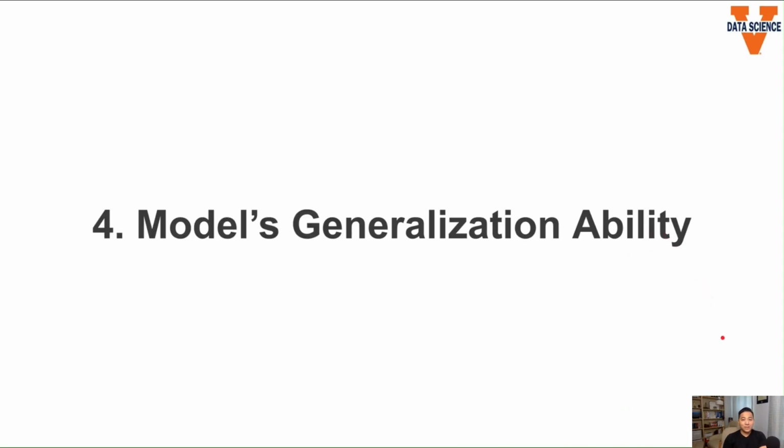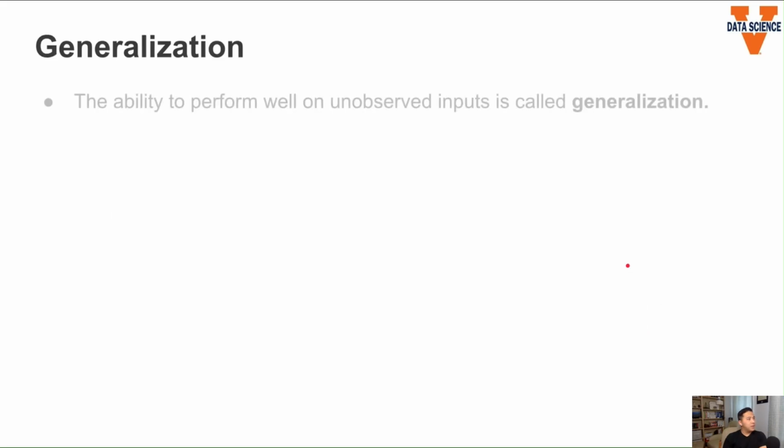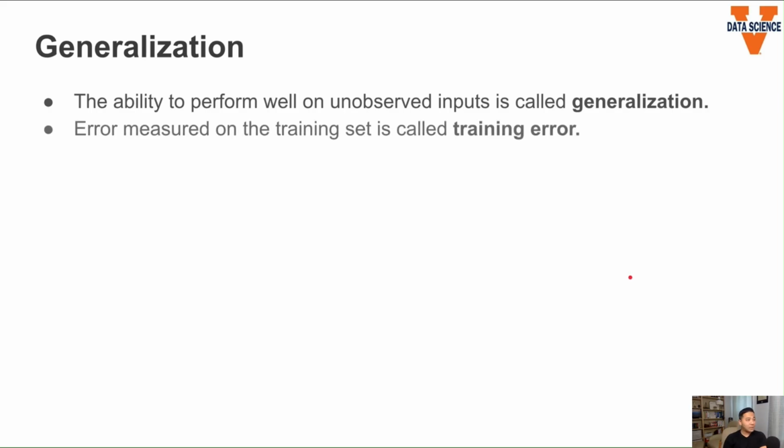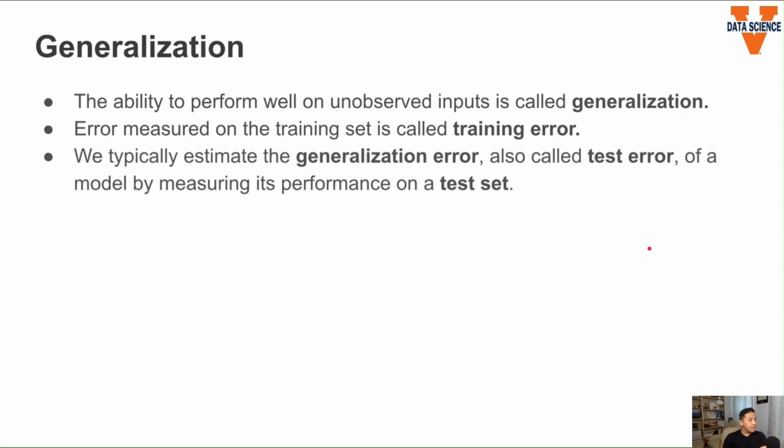All right, the last thing we'd like to cover here is the model's generalization ability to unseen data, which is very important for any learning algorithm. The generalization is the ability to perform well on unobserved input. And the error that we measure on the training set is called the training error. Typically we try to estimate the generalization error, which is the testing error, by measuring its performance on some test set.